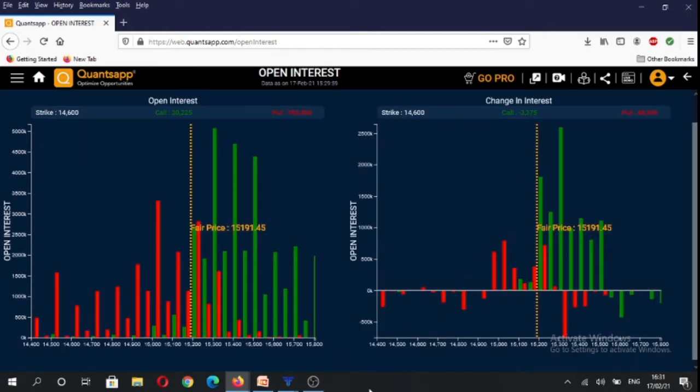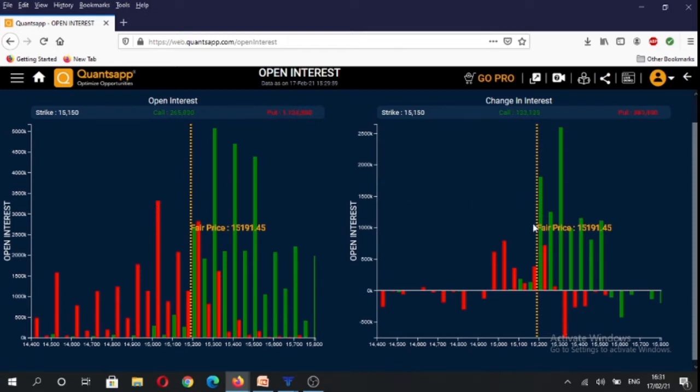If we analyze options open interest data, you will see that highest amount of calls have been written at 15,300 strike, and highest amount of puts have been written at 15,000 strike. So it gives us a broad range of 300 points on the index, 15,300 to 15,000.